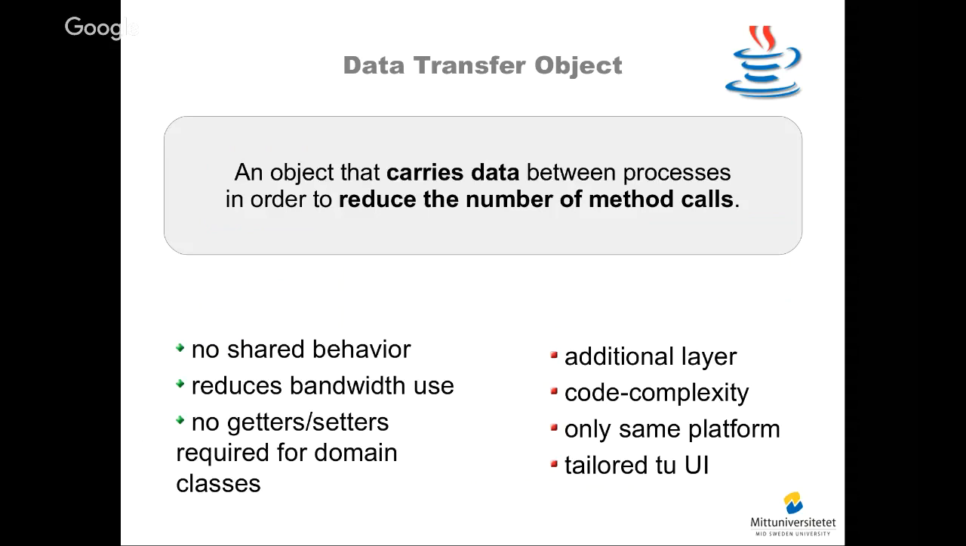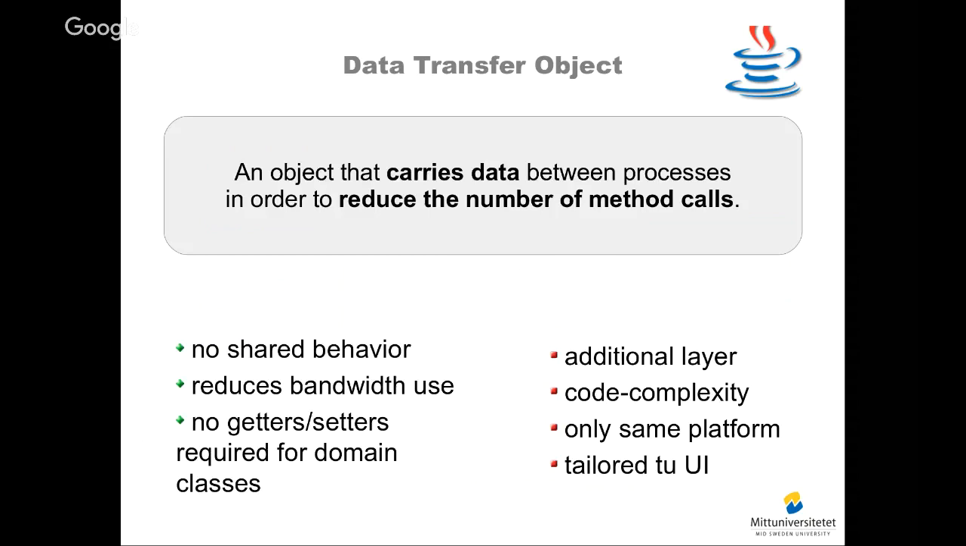The same counts for advantages here. We have the advantage that there is no shared behavior. That could sound like a disadvantage, because behavior in the sense of objects means that we could execute code. We can send code over the wire. With a DTO we can't do that, but that's not our objective, right? We want to simplify and minimize the communication overhead. So we usually don't share behavior, but that's not our objective either.